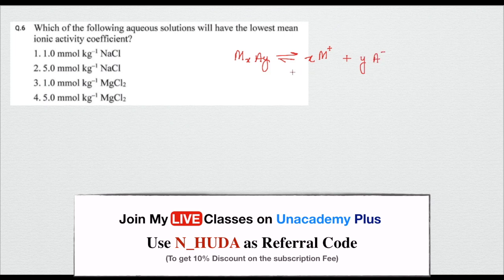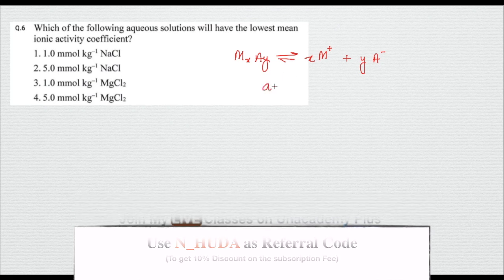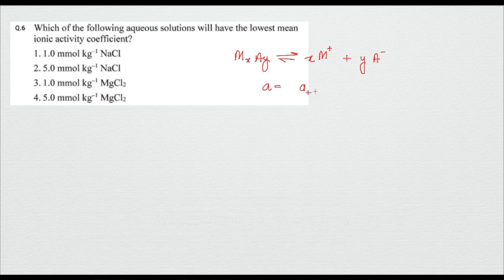So in this particular way, your activity will be given by the activity of the cation to the power x and the activity of the anion to the power y. That's how you can write it, right? Or overall, you can write the mean ionic activity, A plus minus to the power x plus y. Now the mean ionic activity can be given by a equals gamma m. Gamma is the mean ionic activity coefficient.